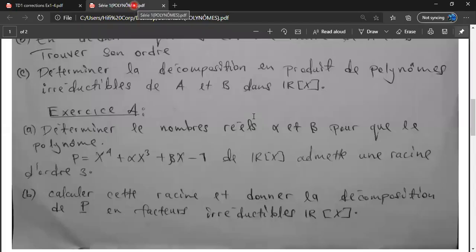B. Calculer cette racine et donner la décomposition de P en facteur réductible. So they want us to find the racine and then give the decomposition of P into irreducible factors. So we have to decompose it, and we find the racines of P.